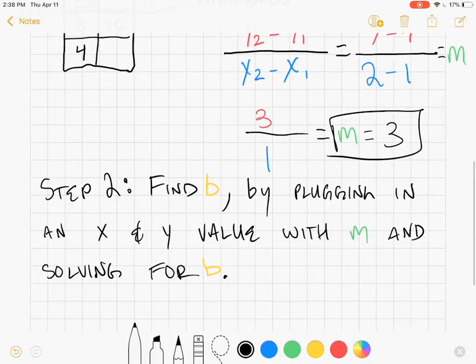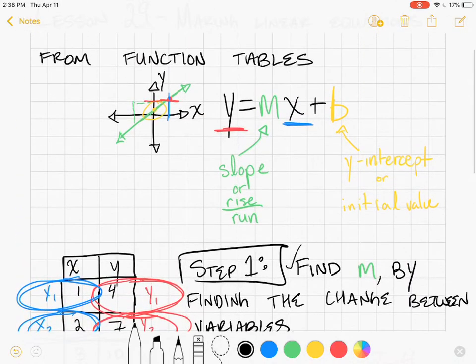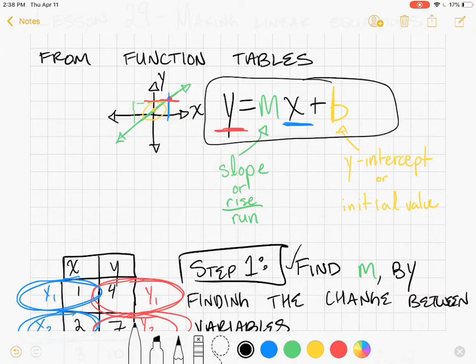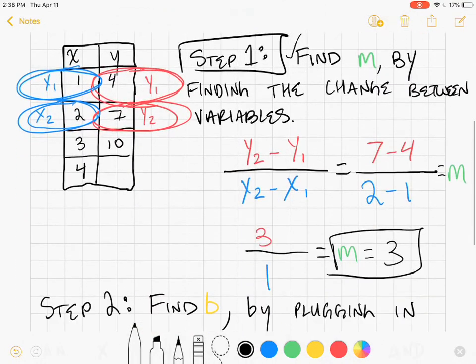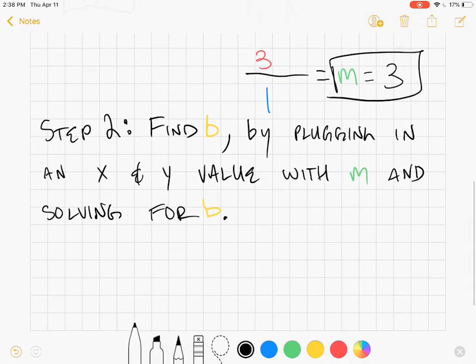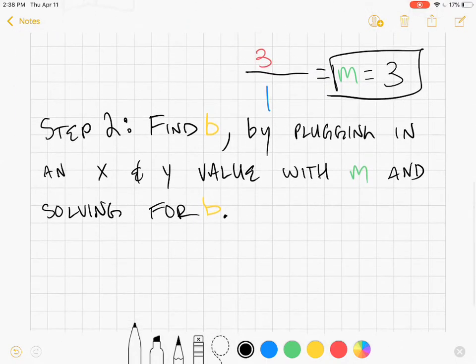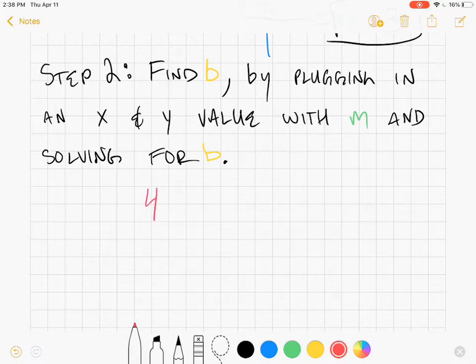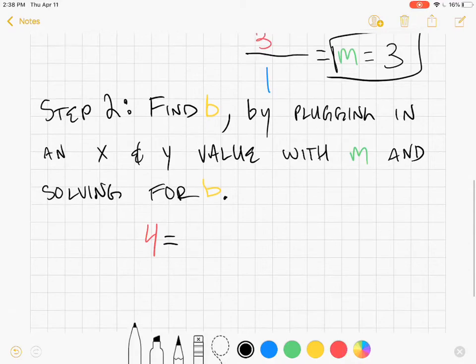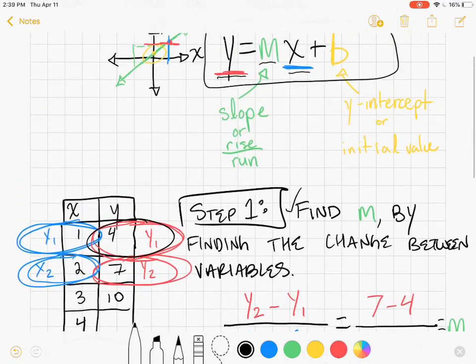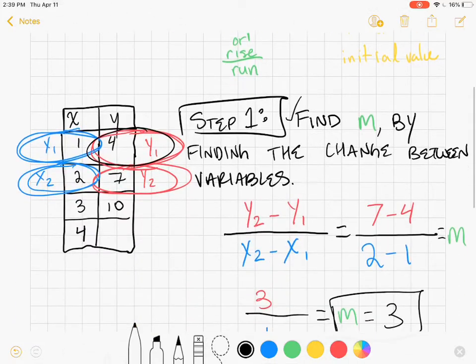So what we're going to do is rewrite our equation in slope-intercept form, this y equals mx plus b. And we're going to plug in m because we know m. We're going to plug in a value that we choose for x and the value that goes with it for y. So let's plug in x1 and y1. So y equals, let's use y1 for y. Okay, so if y equals 4, because that's the y1 value, and that is equal to mx plus b.